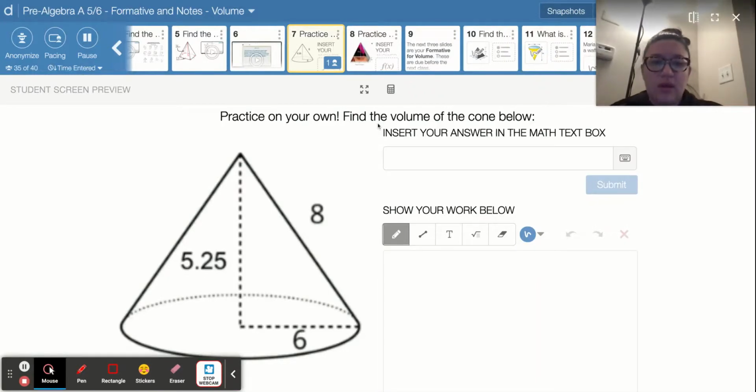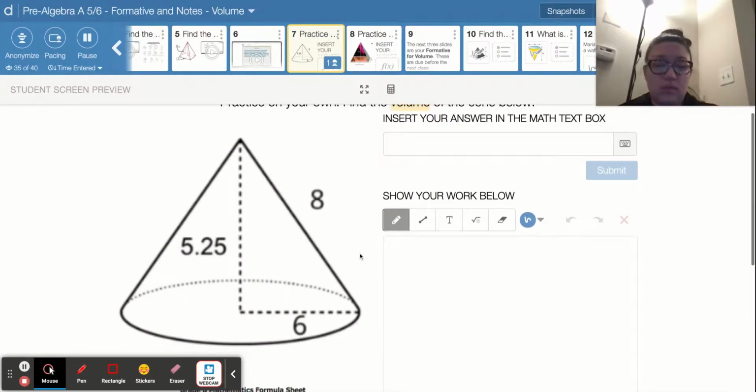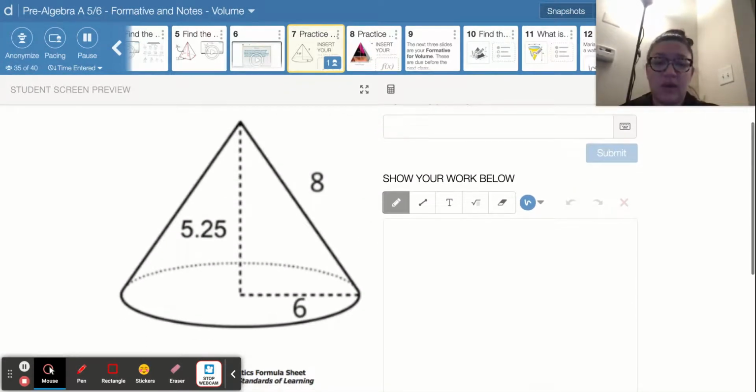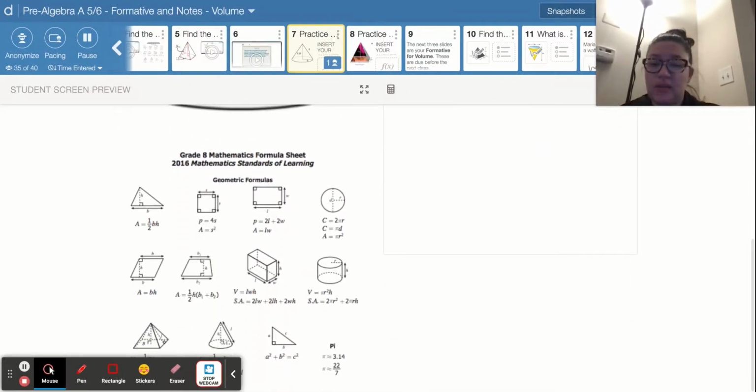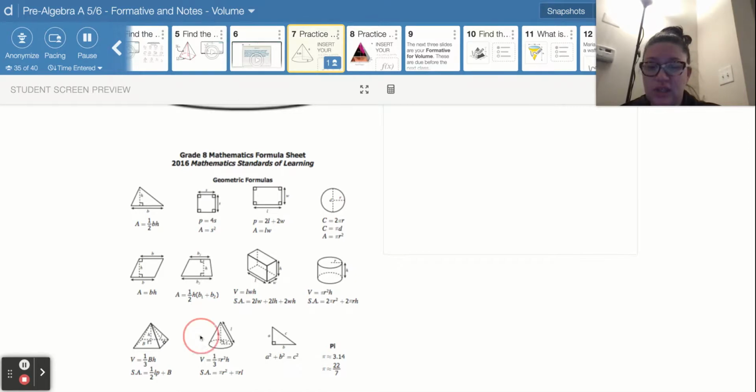So it says practice on your own, find the volume of the cone below. So I know my shape's a cone and I know I need the volume. So if I come down here and take a look at my formula sheet, I see, there's my cone and I want the volume formula. So I need that V equals 1/3 pi r squared times the height.